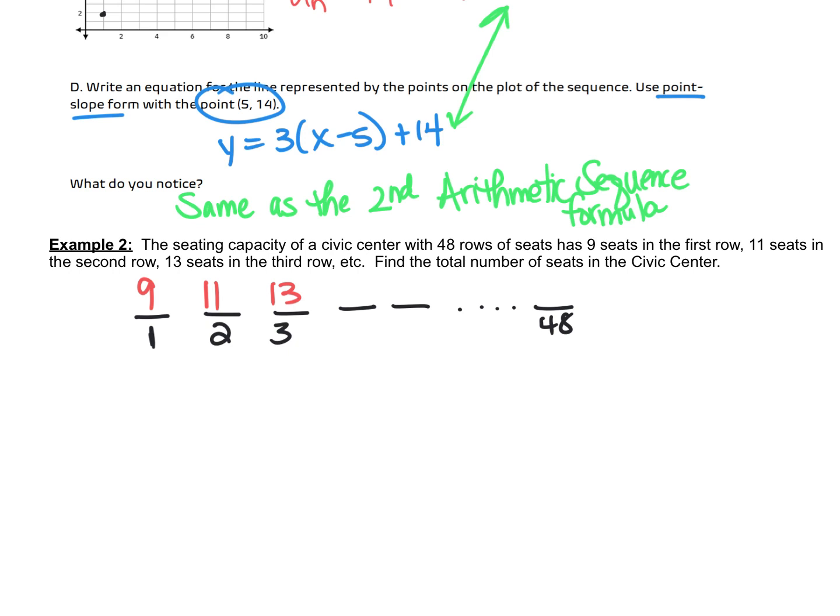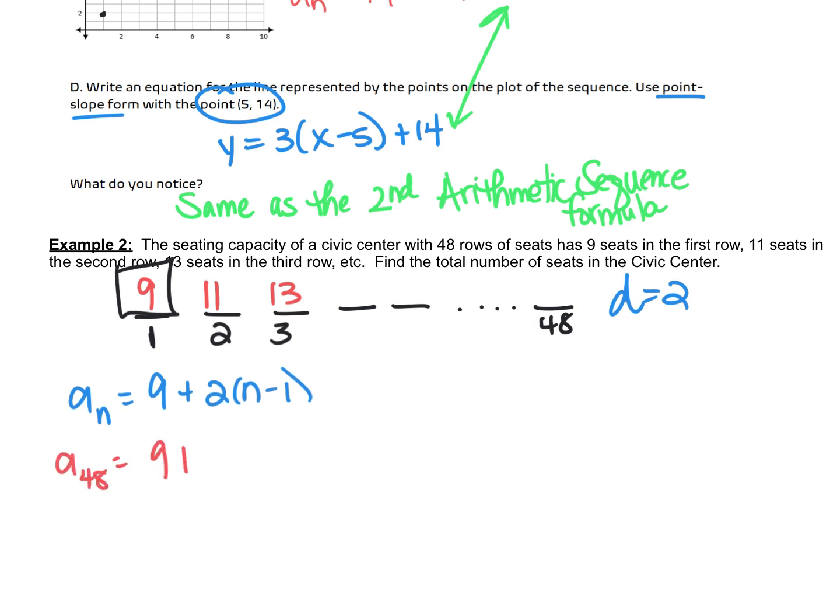So we can approach this in a couple of ways, all right? We know that if I use this first point, what's my common difference? Yeah, my difference is 2. It's changing by 2. Can we at least figure out how many are in the last row? Sure. Okay, so we could figure out how many were in the last row, and we could create that formula. A sub n is going to equal 9 plus 2 times n minus 1. I just did the point slope formula. Okay, my 9 seats, my common difference, and it was the first term. And so if we want to figure out for that last row, a sub 48, that would be 9 plus 2 times 47, which is 103.